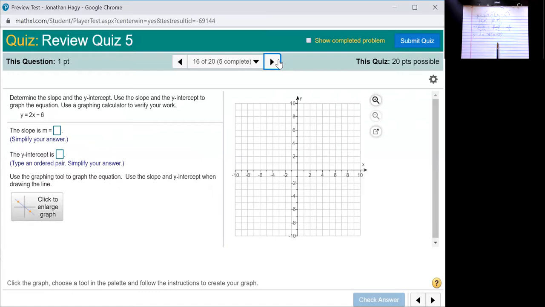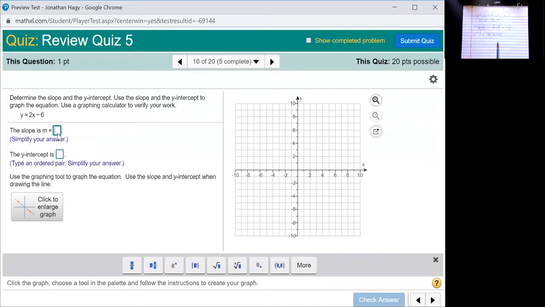Now let's do this graphing example. The slope here is obviously 2. The y-intercept is negative 6, but just watch the directions. Make sure you put it in an ordered pair, 0, comma, negative 6. And now we graph. Let's go to the paper for just a moment.